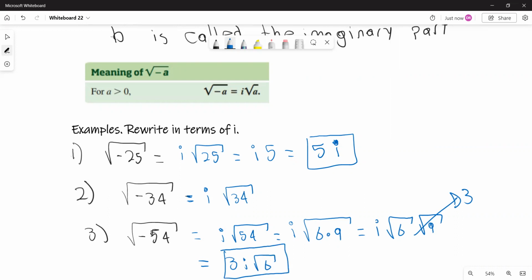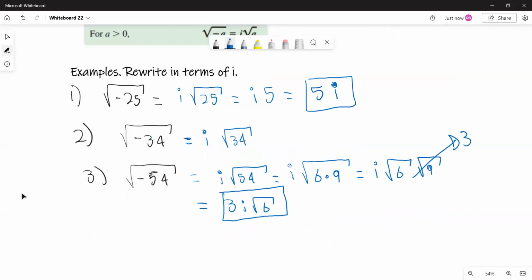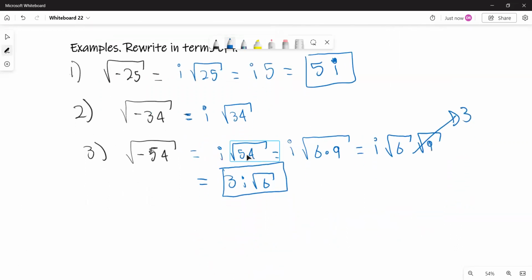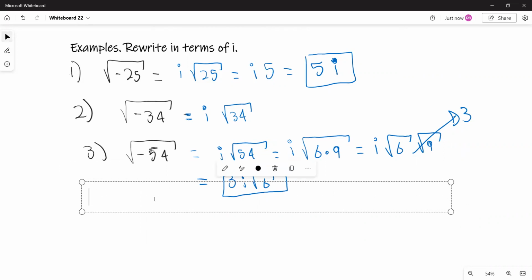So i times the square root of 54 is already correct, but my MATLAB will accept 3i square root of 6 instead. It may not accept the square root of 54 if it's not simplified. Just be careful. With the step I did in number 3, I was able to separate 54 as 6 times 9, and then the square root of 6 times the square root of 9, because the numbers were positive. But if the numbers are negative, we cannot do that.